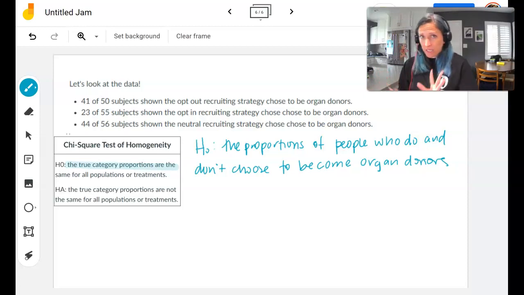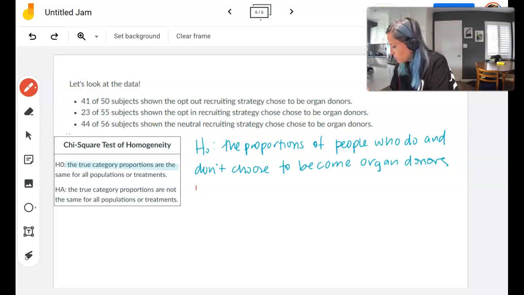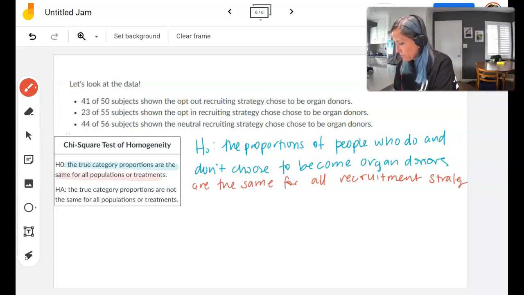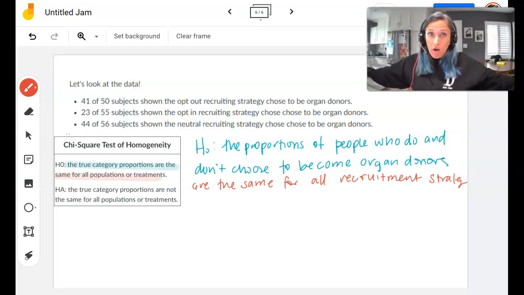And I got rid of that word subject because subject made it seem like it was the sample itself and not all people. So I'm trying to say the population proportions, right? Like this is going to be true no matter what. And then we'll say the proportions are the same for all recruitment strategies. And I don't need to write them all down, though I could. All right, so that is my null hypothesis. The proportions are the same across all those different recruitment strategies.